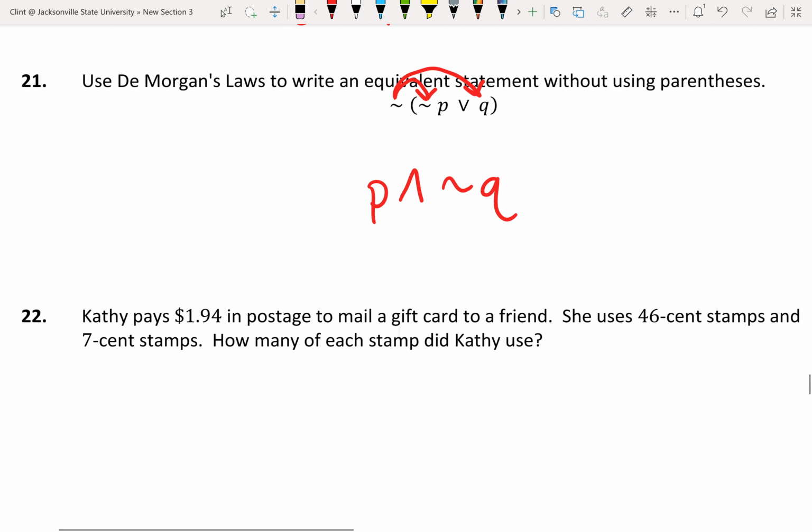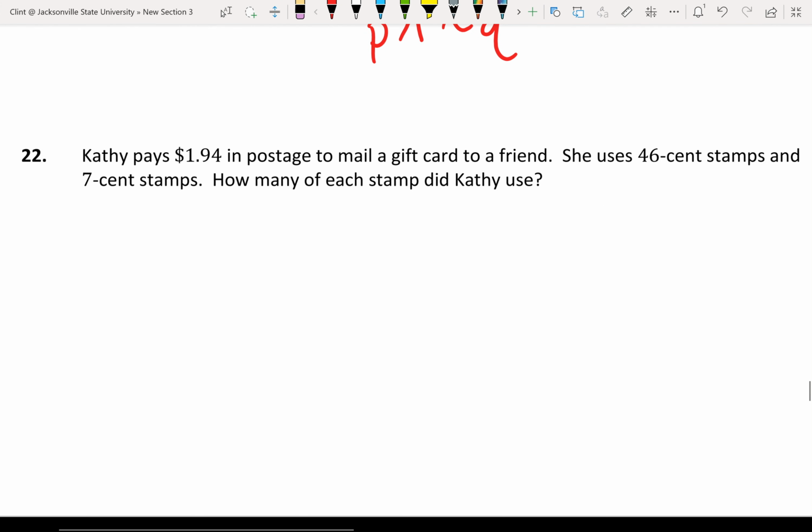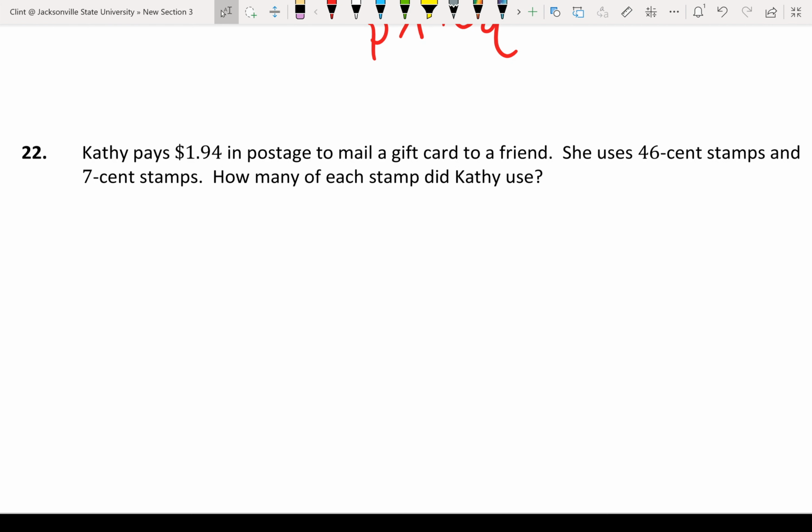Okay, last one here, and it's another guess and check or trial and error problem. Postage stamp problem. We got to get to $1.94 in postage. We're using 46-cent stamps and 7-cent stamps. Okay. So what I'm going to do is I'm going to do 1.94 divided by my big stamps, 46 cents, so 0.46, and that's 4 point something. So I'm going to try using 4 46-cent stamps. I'm going to check and see if that works.